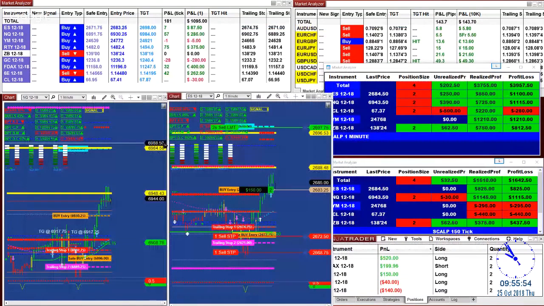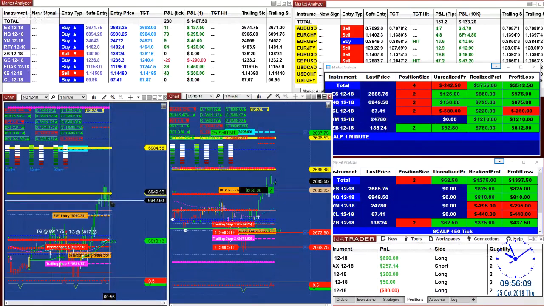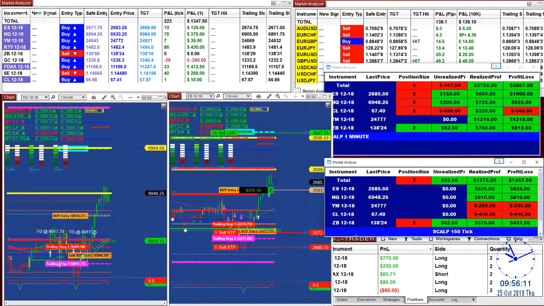We just closed the trade on the NASDAQ and we still have one ES trade. We closed the NASDAQ on 63. It takes just one second on the pullback. It was closed.